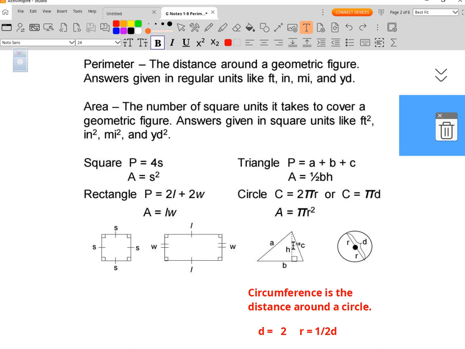But we use the height that they give us, and we have to know that the base, the side of the triangle that we use as the base, has to be the side that's perpendicular to the height. Any questions on that? And I think the squares and the rectangles are pretty self-explanatory. Okay.